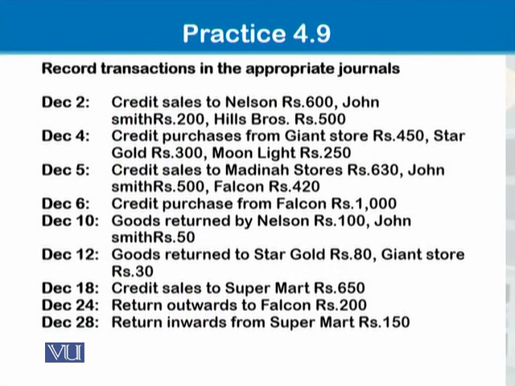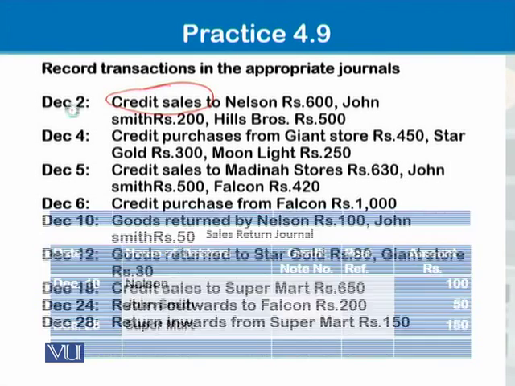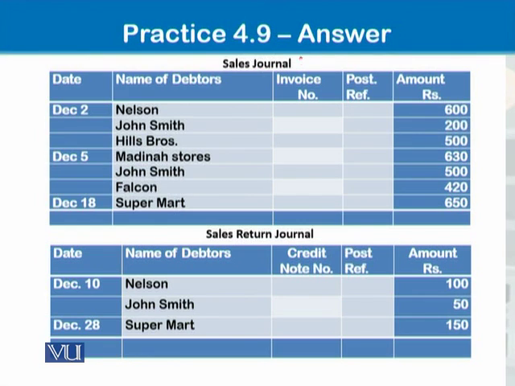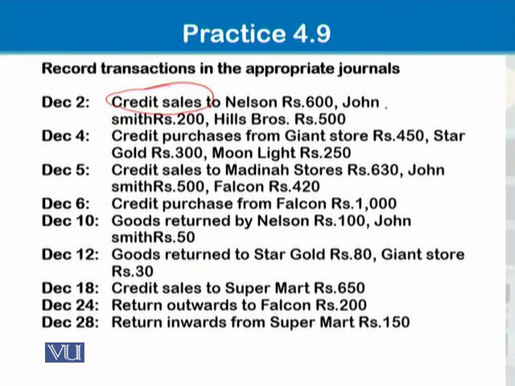So over here we see that on December 2nd, credit sales to Nelson, John Smith, and Hillbros are there. Since it is credit sales, it will be recorded in the sales journal. Okay, let's see. It's a sales journal. December 2, Nelson 600, John Smith 200, and Hillbros 500. Okay, so this is done.